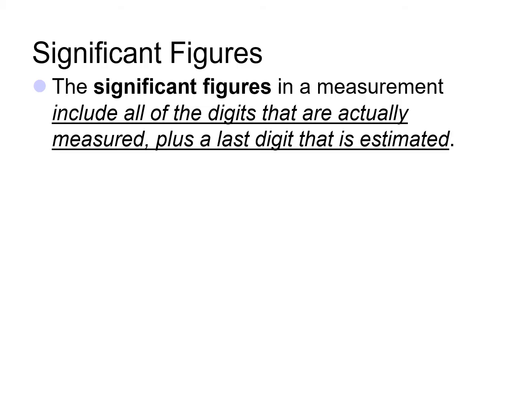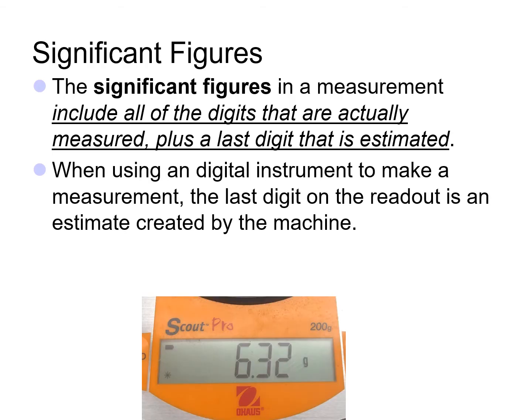So a significant figure is any digit that is actually measured plus one last digit that is estimated. Now, if you read a digital screen, such as the small snapshot of a scale that I have here on the screen, that last digit certainly does not look like an estimate, but it actually is. The machine internally has figured out that we should have a 2 there because it's not 1 and it's not 3. So the machine rounded it off to 2.